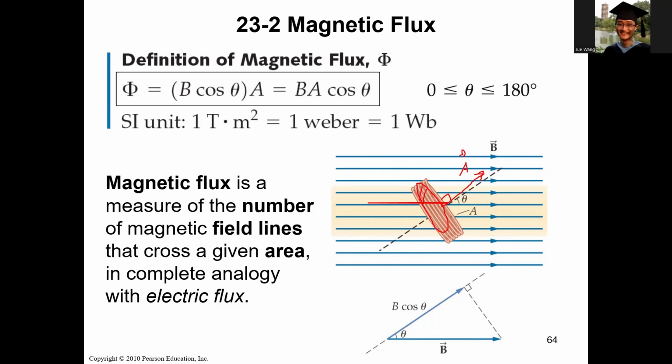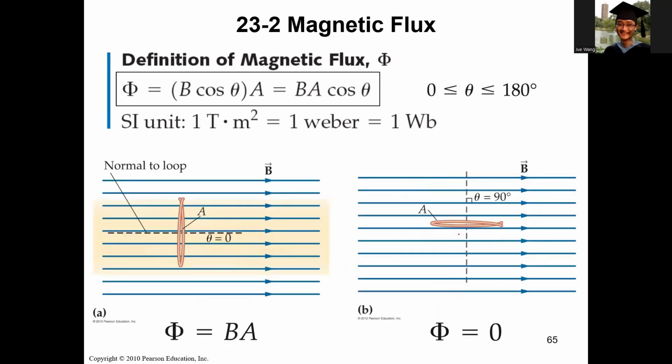This is the area. So we know that if the area is perpendicular to the magnetic field, then the area vector will be parallel to the magnetic field. In this case, the angle between the area vector and the magnetic field will be 0, and cosine theta will be 1. So in this case, we have maximum magnetic flux of BA.